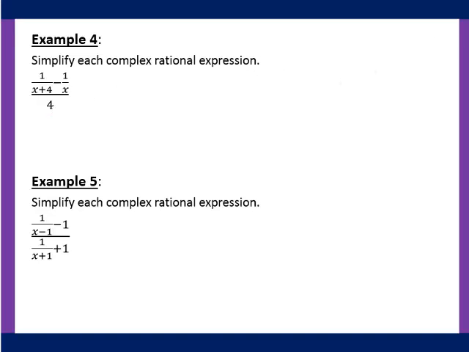Example 4. Like I said, these are all just a little different from each other. So on top here, to get a common denominator, this one's a little more complicated. We need to have x and x plus 4 be in our denominator. So that means our first fraction, to get that, we have to multiply by x on the top and the bottom. On our second fraction, we have to multiply by x plus 4. So, let me just move this over so we have more room to work.